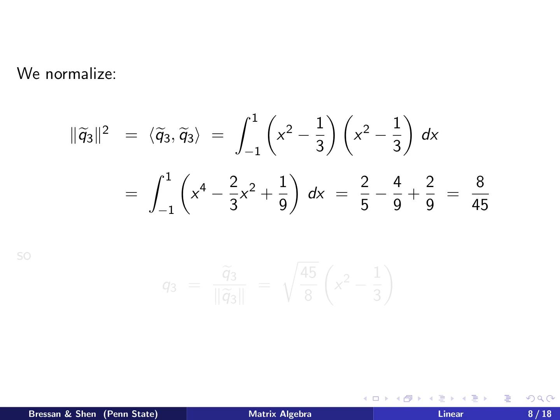And finally, we need to normalize Q3 tilde. So we compute the norm. We find the norm squared by computing the inner product, which is here. x squared minus 1/3 multiplied by itself becomes a polynomial of degree 4. You can expand it and write it out, and this is what you will get. Then you can integrate each term and evaluate from -1 to 1, and when you add them all up, you get 8 over 45.